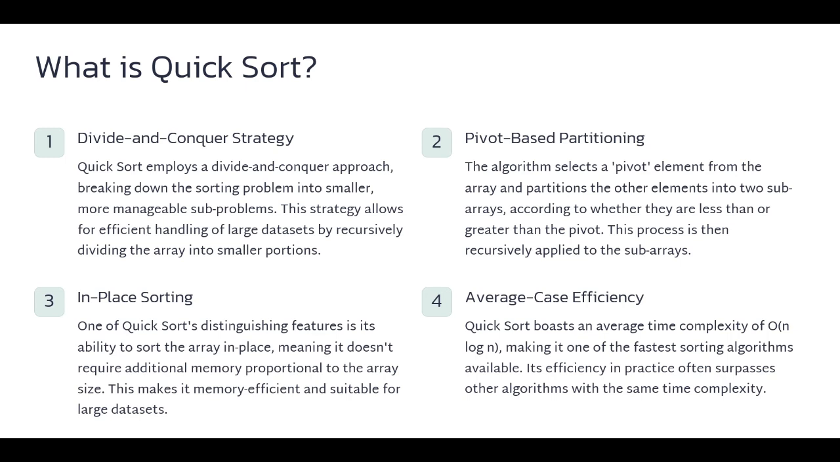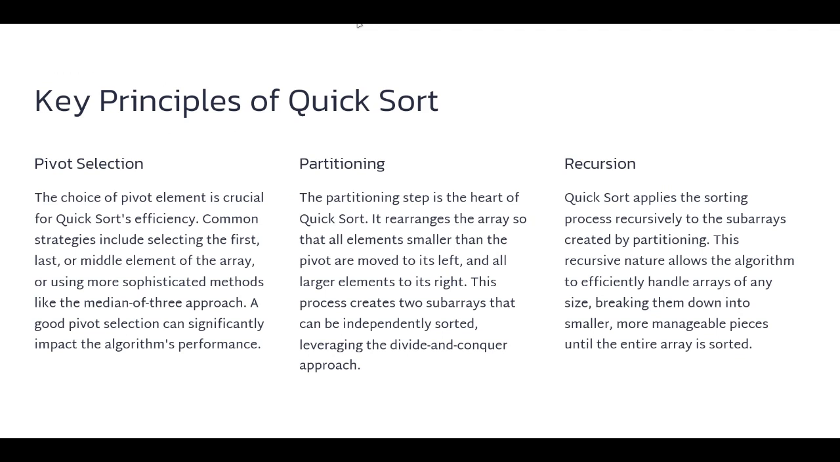In-place sorting. One of Quicksort's distinguishing features is its ability to sort the array in place, meaning it doesn't require additional memory proportional to the array size, making it memory efficient and suitable for large datasets. Average case efficiency. Quicksort boasts an average time complexity of O(n log n), making it one of the fastest sorting algorithms available. Its efficiency in practice often surpasses other algorithms with the same time complexity.